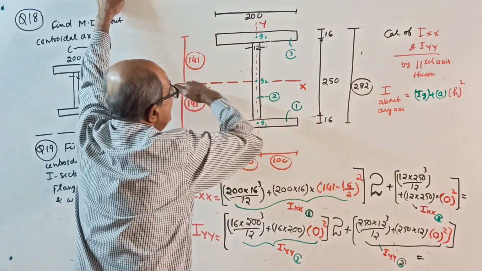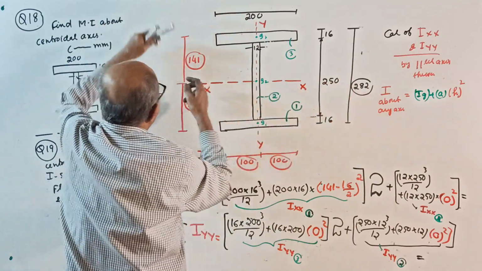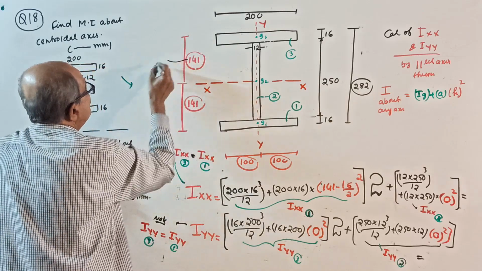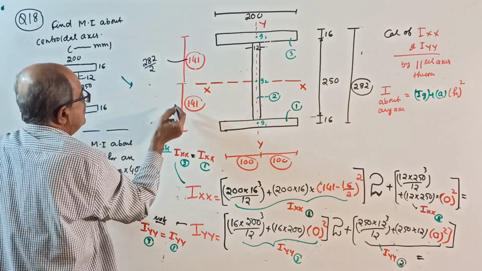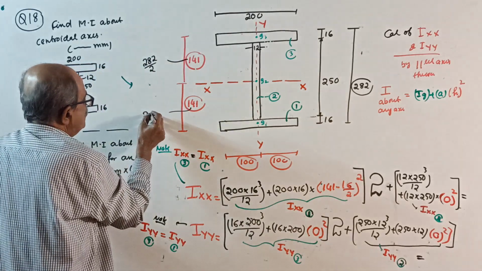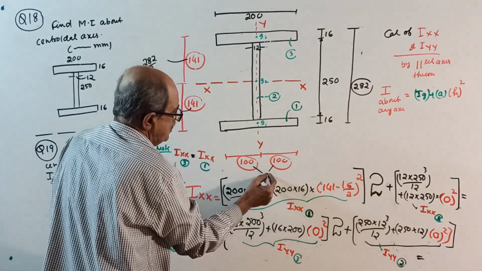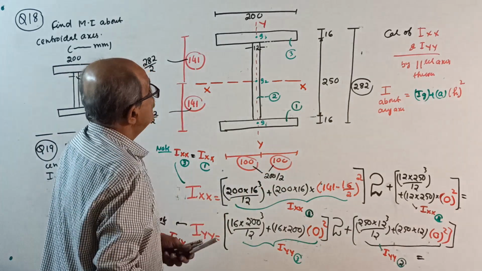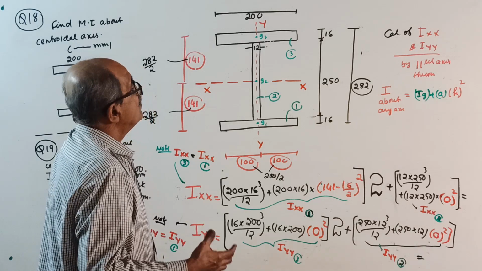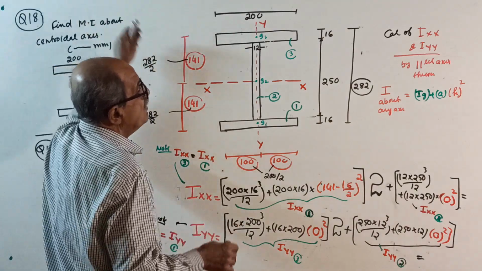Then the XX axis is exactly midway. If it is 282, right here, how did you get 141? This is 282 divided by 2. This also 282 divided by 2. This is both 100; how did you get it, 200 by 2. Okay, correct? 250, 50. Correct. Okay, now start. Now calculate moment of inertia.